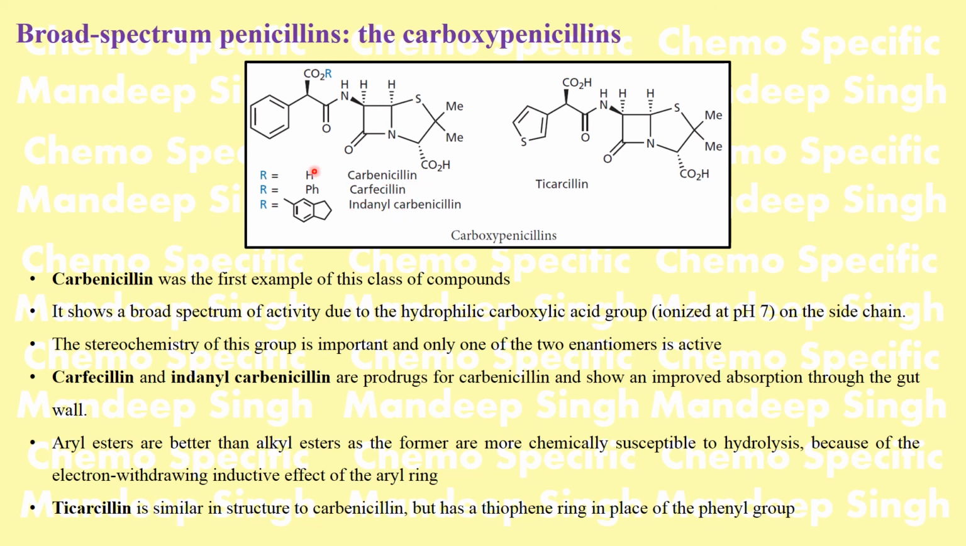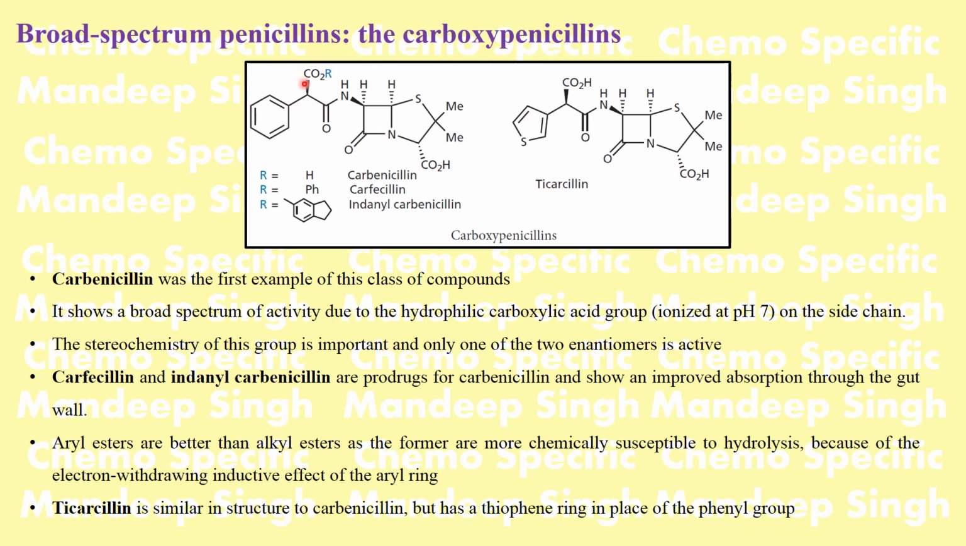Now in the first one, we can clearly see this is carbenicillin, carfecillin, and indanyl carbenicillin. The second one, carfecillin and indanyl carbenicillin, are the prodrugs of carbenicillin. And again this has a hydrophilic carboxylic group, and this has a cis stereochemistry.